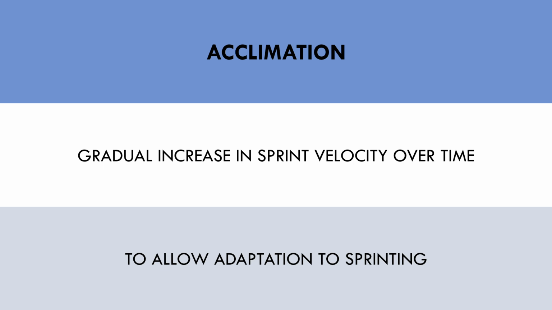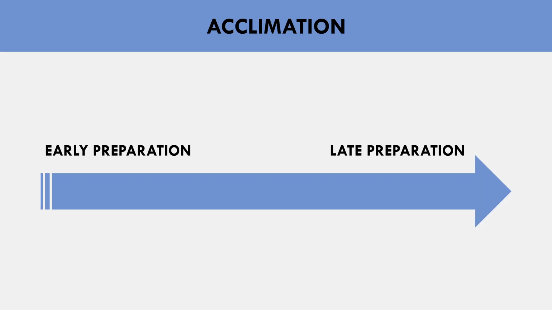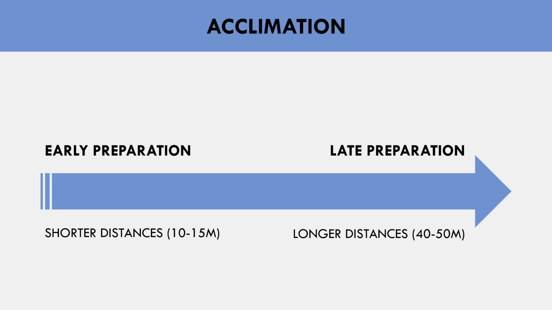So how would this look from a programming perspective? Essentially, we want the athlete to start with shorter distance sprints, which will limit how fast they will run. Distances of around 10 to 15 meters are a good starting point for speed training. Effort should still be maximal, but because the distances are short, the athlete won't reach fast speeds. Then, they can increase the distances slowly over time to around 40 to 50 meters, which will allow them to reach maximum velocity. This acclimation period should be performed in the off-season and pre-season periods to be ready for the competitive season. Practically, this may look something like this.